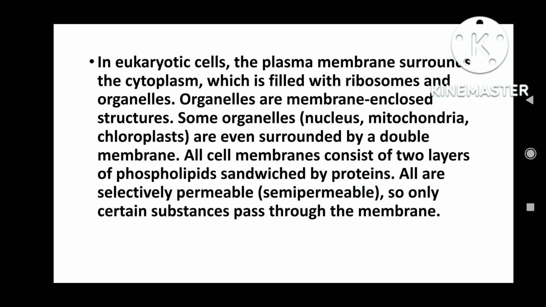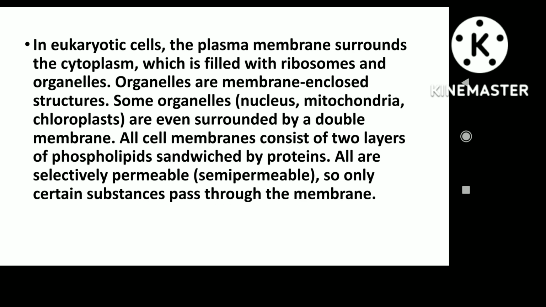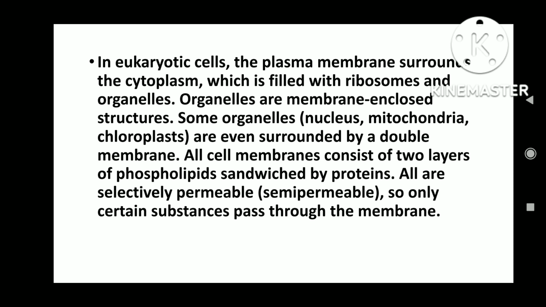In eukaryotic cells, the plasma membrane surrounds a cytoplasm filled with ribosomes and organelles. Organelles are structures that are themselves encased in membranes. Some organelles like nuclei, mitochondria, chloroplasts are even surrounded by double membranes. All cellular membranes are composed of two layers of phospholipids embedded with proteins.